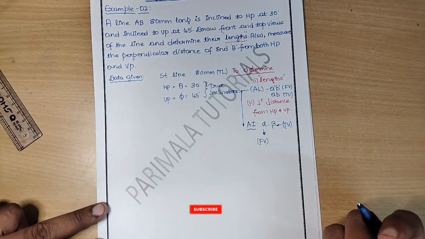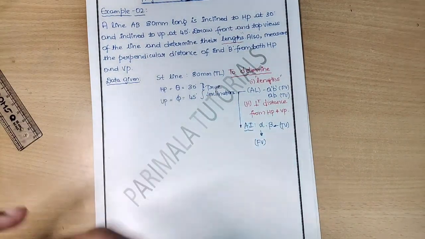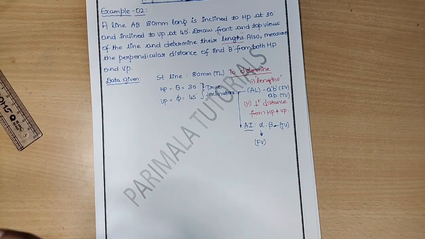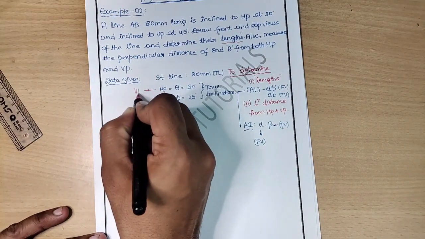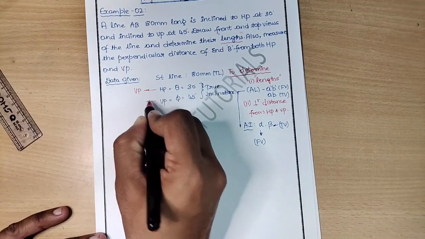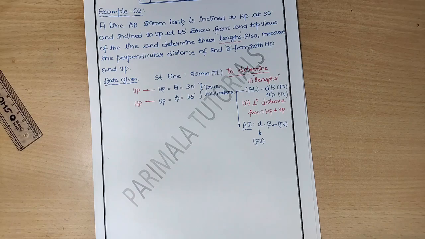But a very important concept in engineering drawing is that any inclination with respect to HP, I repeat, any inclination with respect to HP should be drawn under VP and any inclination with respect to VP should be shown under HP. Now, let us go to the solution.